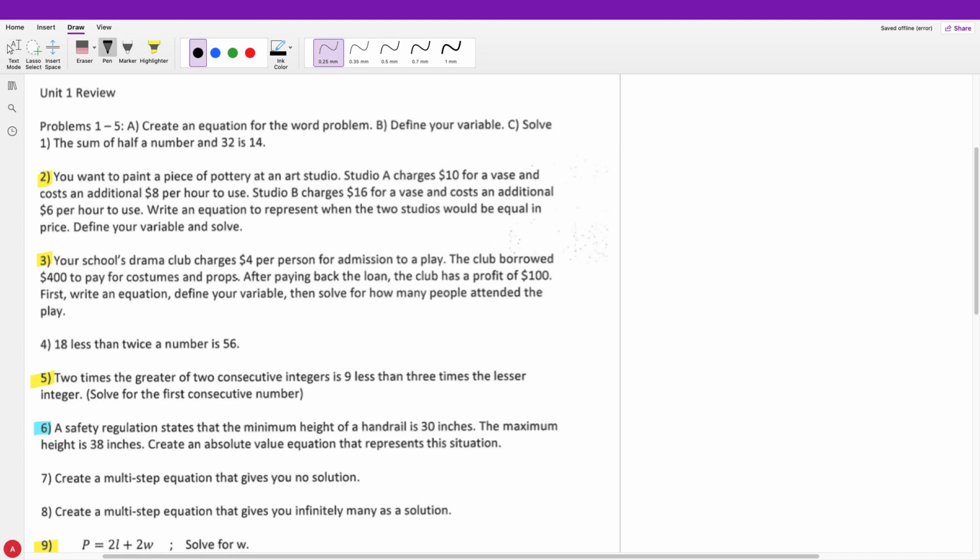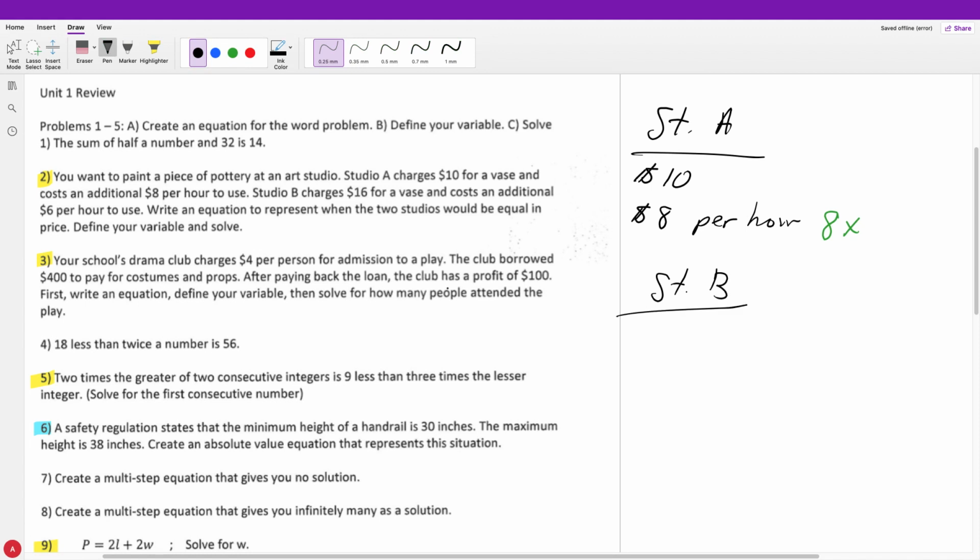All right, so for number two, it says you want to paint a piece of pottery at an art studio. Studio A charges $10 for a vase and costs an additional $8 per hour. So I'm going to write Studio A, and it's $10 for the vase, and then we know it's going to be an additional $8 per hour, which we can then represent by 8x. All right, and then for Studio B, it goes on to say that theirs is $16 for the vase, so it's $16 no matter what, and then it's $6 per hour, which we can represent as 6x.